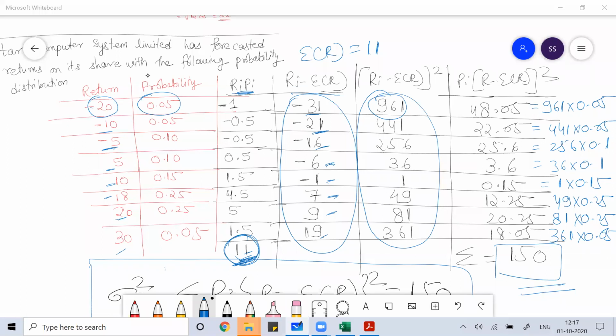And Pawan, the sum value that you will get, that is the variance. And if you do the square root of that, you will get standard deviation. Any doubt, anyone?